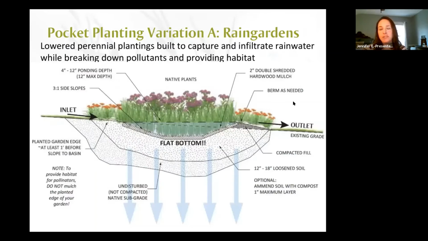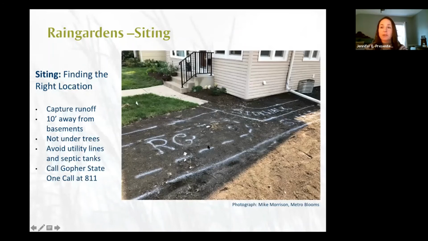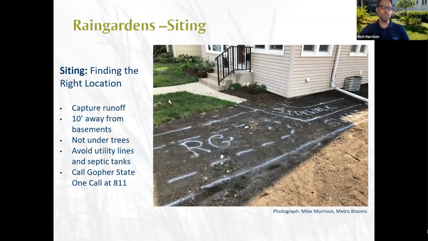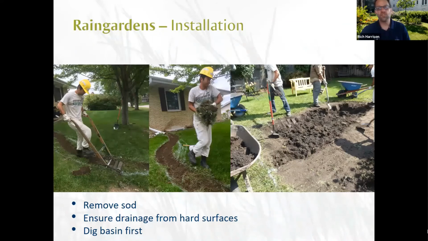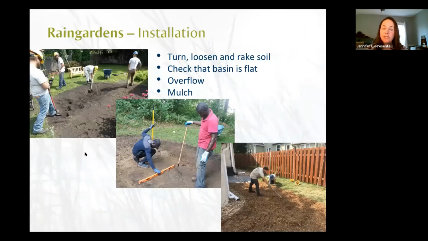This is an example of those stacked environmental benefits of improving water quality and providing pollinator habitat at the same time. So we want you to make a flat bottomed rain garden. The reason it has a flat bottom is that you can infiltrate more water over a flat bottom than if it's a bowl shape, so the bottom needs to be flat. One of the most important things is finding the right location for your rain garden. Go for state 1 before you dig. Ensure that there's drainage coming from hard surfaces so that, in this case, they cut a swale from that downspout. And then they dig the basin bottom first. Turn, rake, and loosen that soil. So we're not using a tiller, we're just using shovels.